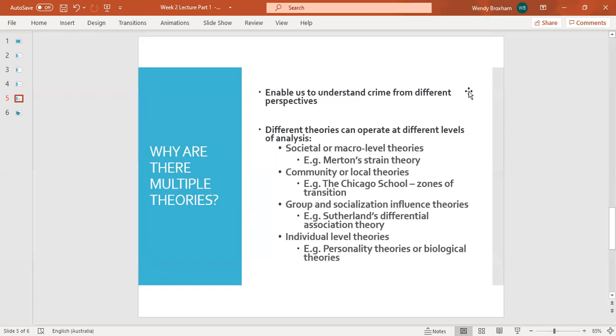So Merton's strain theory is all about how society puts pressure on individuals to reach the acceptable goals, like having a job and owning a house. And when people are not able to achieve this financial status or wealth, because let's face it, not everybody can, they may turn to crime. So if you live in a disadvantaged neighbourhood without the same opportunities to achieve financial wealth, then you may turn to crime to reach the goal.